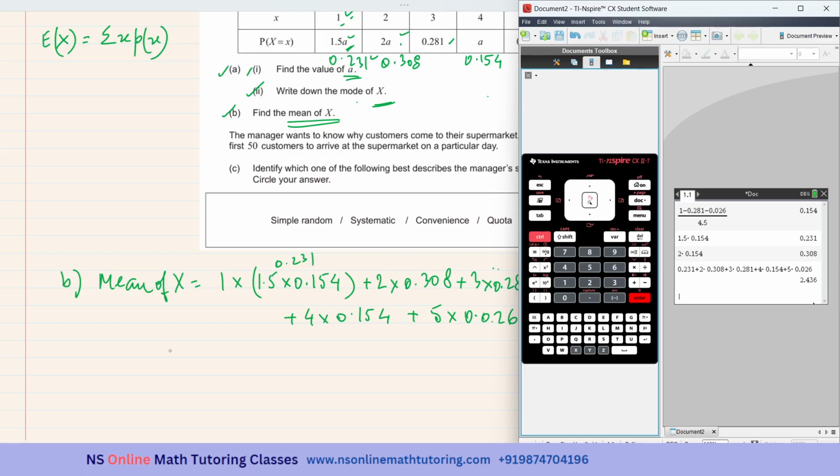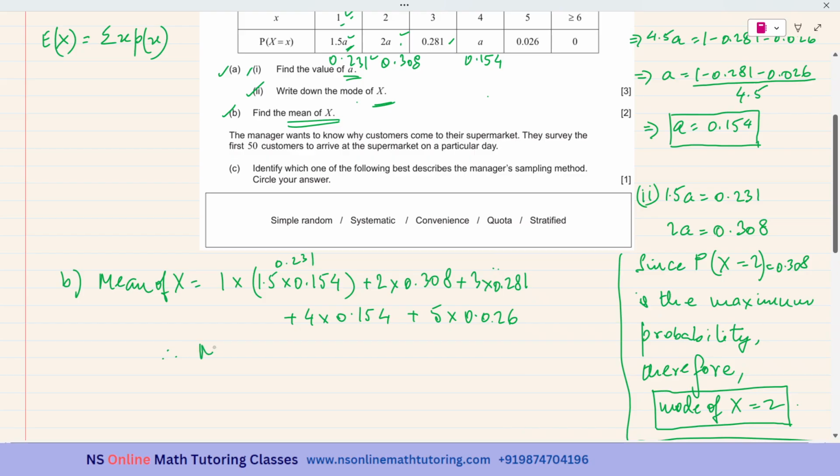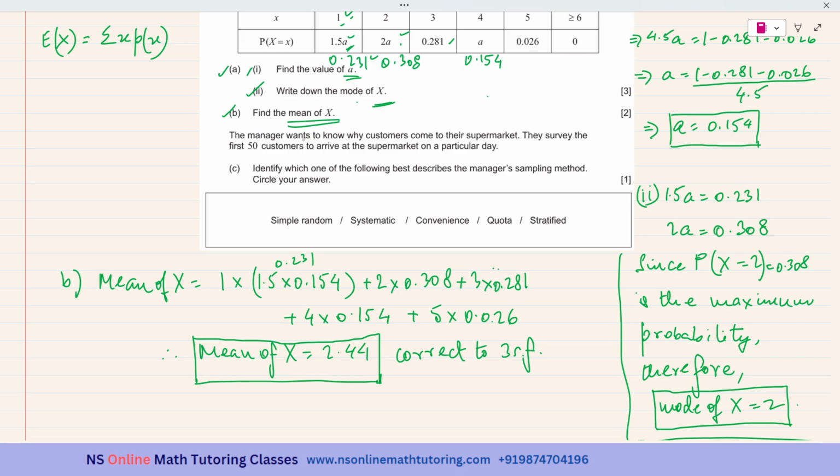Okay, so therefore mean of x is equal to 2.44, correct to 3 significant figures. Okay, the manager wants to know why customers come to their supermarket. They survey the first 50 customers to arrive at the supermarket on a particular day.